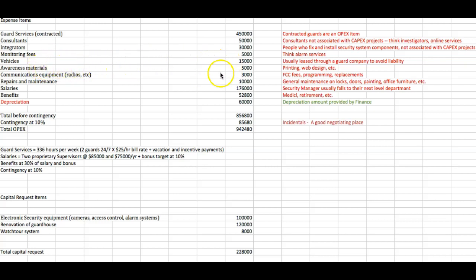Awareness materials, things that you might want to print up. You might want to have department coffee cups made. Again, you might want to have a lunch and learn where you bring somebody in. Awareness materials, it's always something you want to put in your budget. Communication equipment, radios, repairs and maintenance. That's just general repairs and maintenance that you might need to do every year.